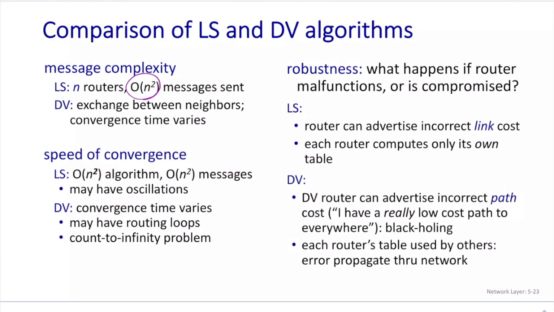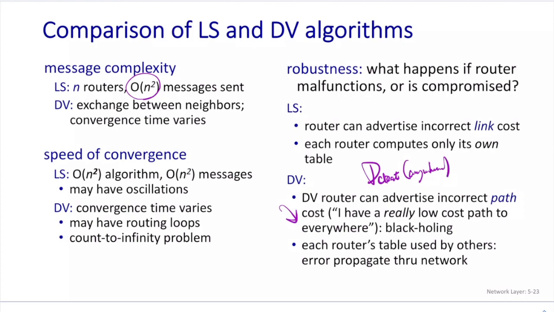And for distance vector, because we have the Bellman-Ford equation, if some router cheats, okay, there's one example. It says, I have a really low cost path to anywhere, and all the routers will believe it. That is, for example, D cheating.